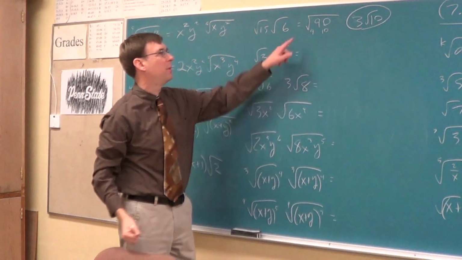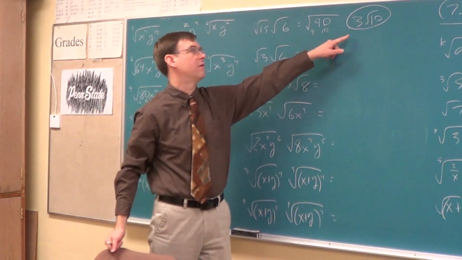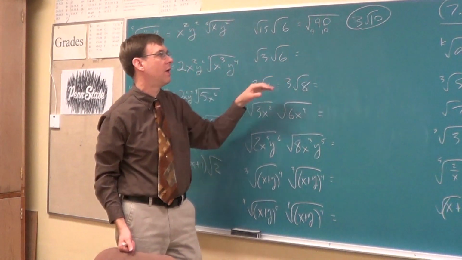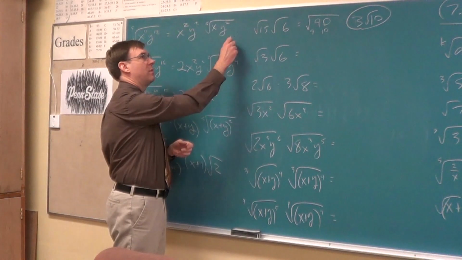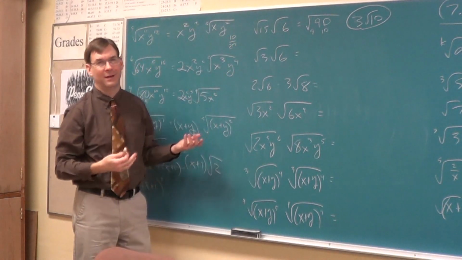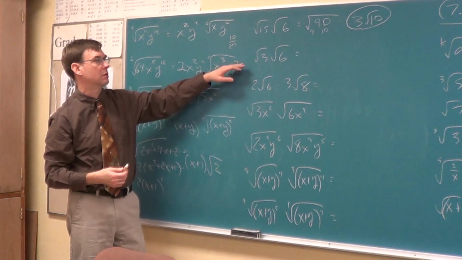On a test, I'd probably give you half for this, and then I'd give you a full point for that. If we can simplify, we want to. Kind of like if you gave me on a test 10 over 20. You get half a point for that. That's not your best answer.